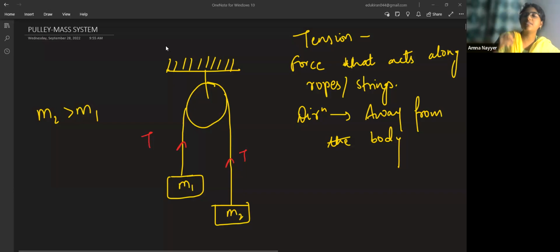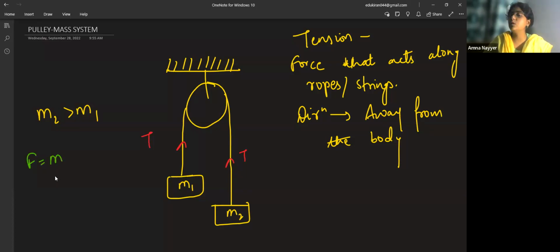Tension is one force which I have told you. Any other force which you think is acting? Gravitational force. Very good, Harsha. The formula of gravitational force is mass into acceleration, and the acceleration that occurs in the vertical direction is acceleration due to gravity. So the gravitational force because of mass M1 will be M1g, and this force will be M2g.